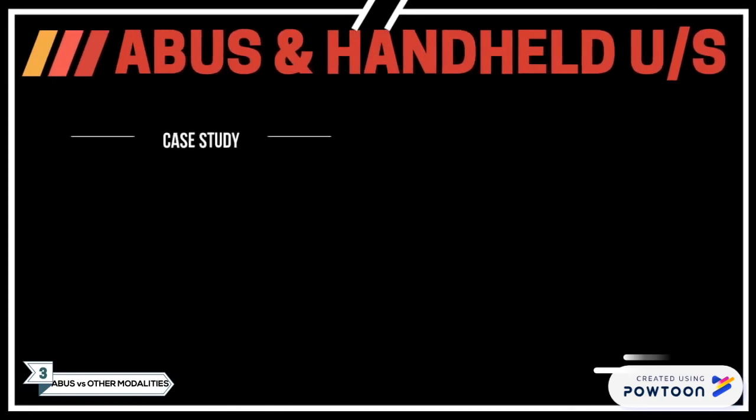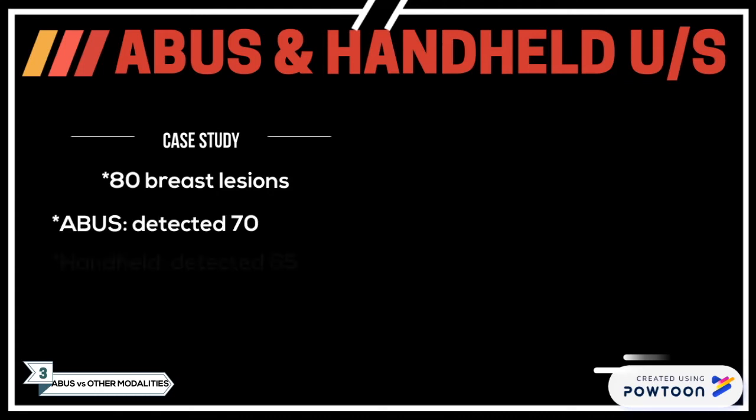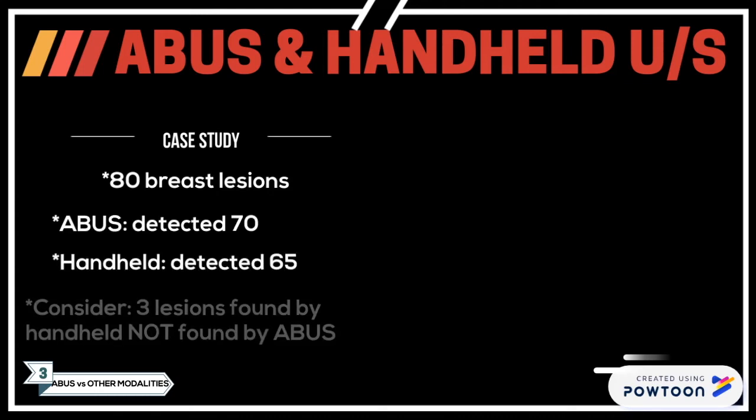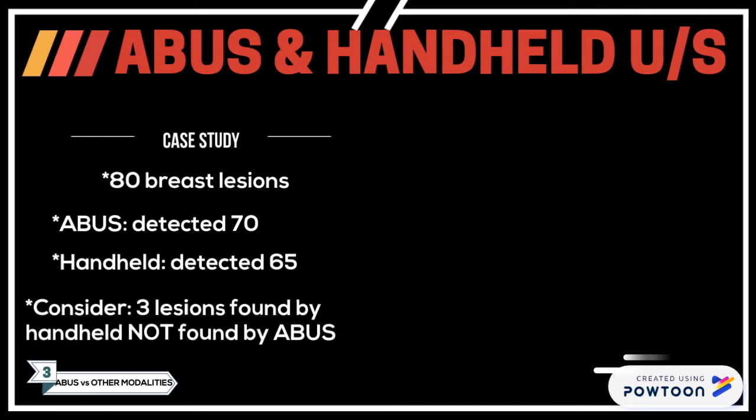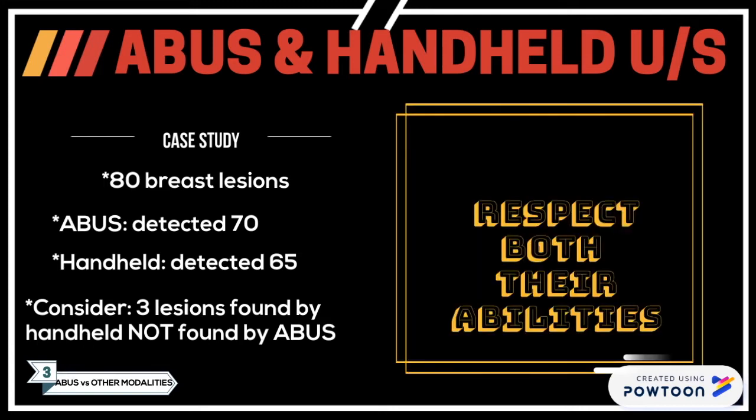One specific study performed both ABUS and handheld ultrasound scans on breast cancer patients. The number of lesions in the group totaled to 80. ABUS detected 70 of 80 lesions, while handheld detected 65. But we also need to consider that there were 3 lesions detected by handheld that were not seen by ABUS. What does this mean? The modalities track different lesions and neither are perfect.